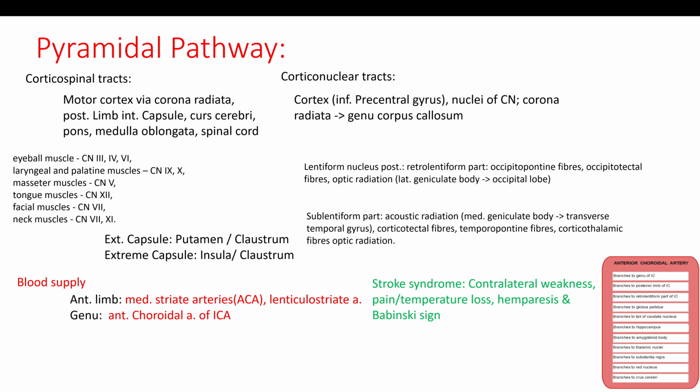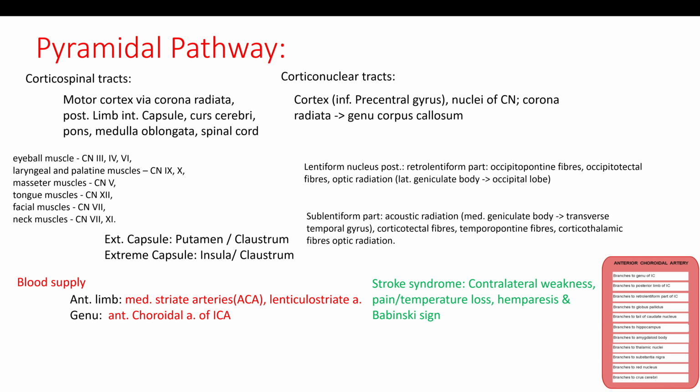The pyramidal pathway is constructed out of the corticospinal and corticonuclear tracts. The corticospinal tract provides fibers from the motor cortex via the corona radiata and the posterior limb of the internal capsule, most anteriorly for neck muscles, and posteriorly for the leg and urinary bladder, then the crus cerebri, pons, and medulla oblongata to the spinal cord. The corticonuclear tract provides fibers from the cortex via part of the precentral gyrus to nuclei of cranial nerves, passing through the corona radiata to the genu of the internal capsule.